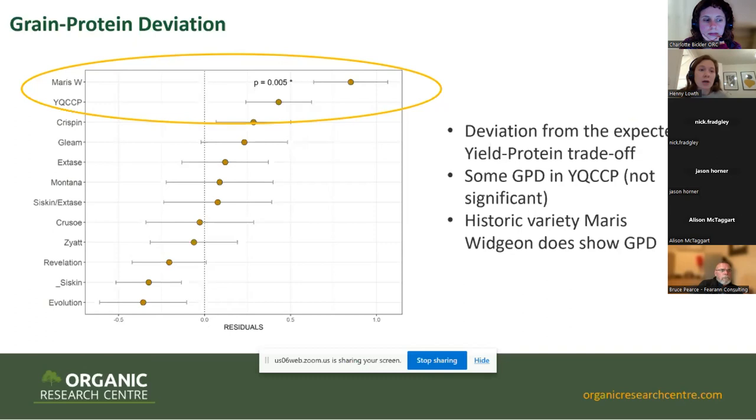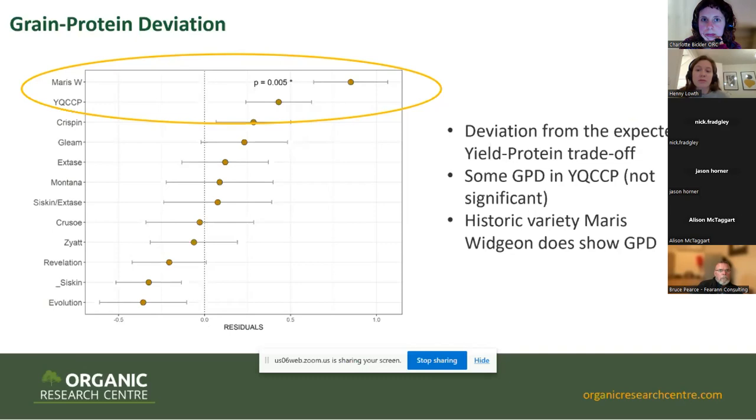And we found that the historic variety, Maris Widgeon, did show this grain protein deviation, so it showed higher protein than what would be expected from its yield. We found that YQ showed some grain protein deviation, but not that was significant.